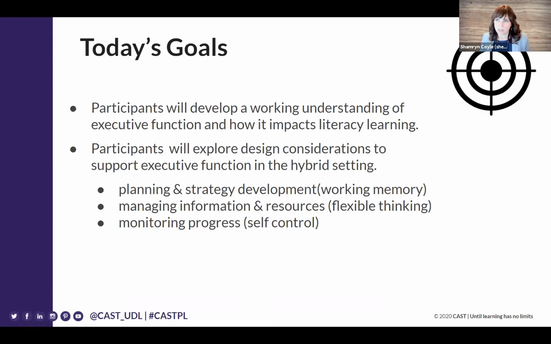We'll be brainstorming and sharing ideas and resources around planning and strategy development, which has to do with our working memory part of our brain. And then also managing information and resources, which is flexible thinking. I know that I often need help in this area personally. And then our ability to monitor our progress and make sure that we're really staying focused on what it is we're trying to accomplish, that we're understanding what we're doing, and then that element of self-control.